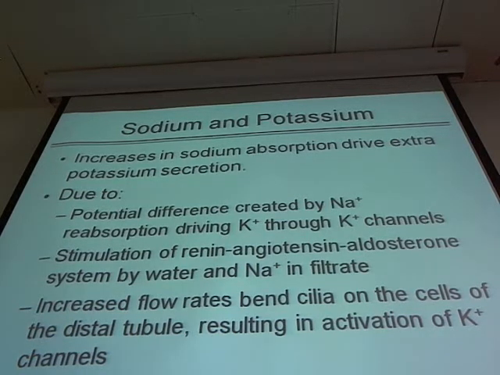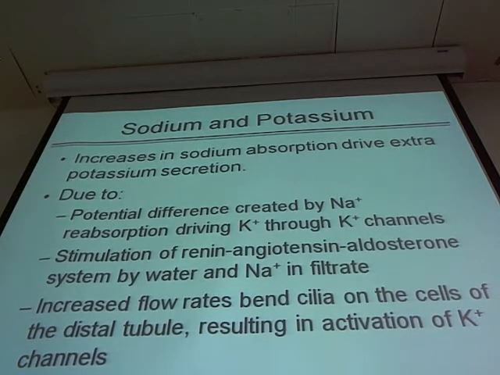If you are very hyponatremic, your sodium is very low for whatever reason, your kidneys are going to reabsorb sodium, but they are going to do it at the expense of potassium. Because it's a positive ion? It's just an exchange. Okay?